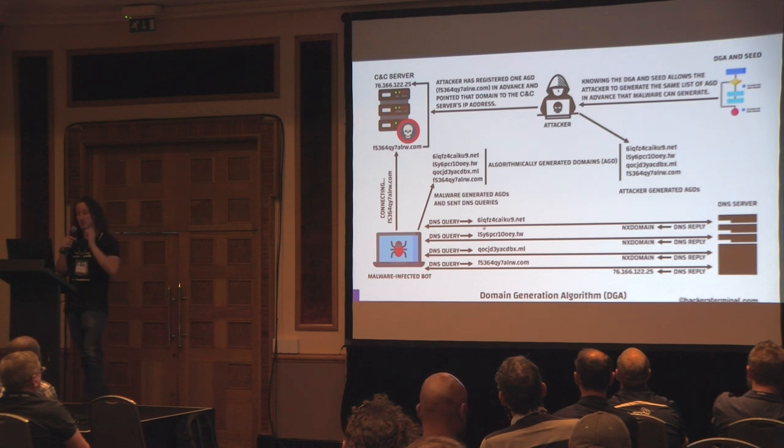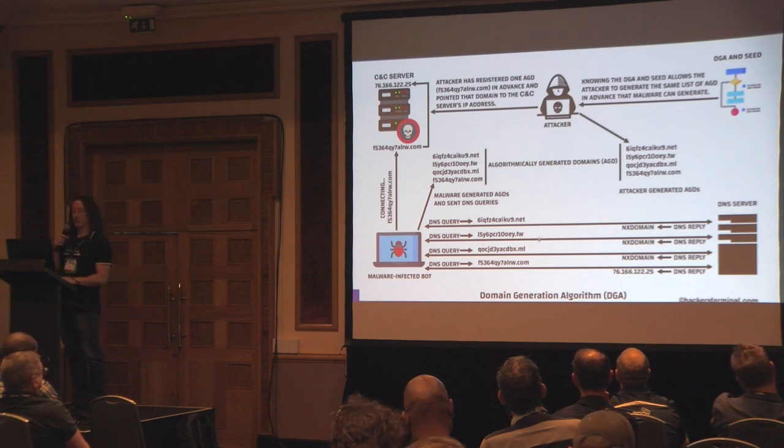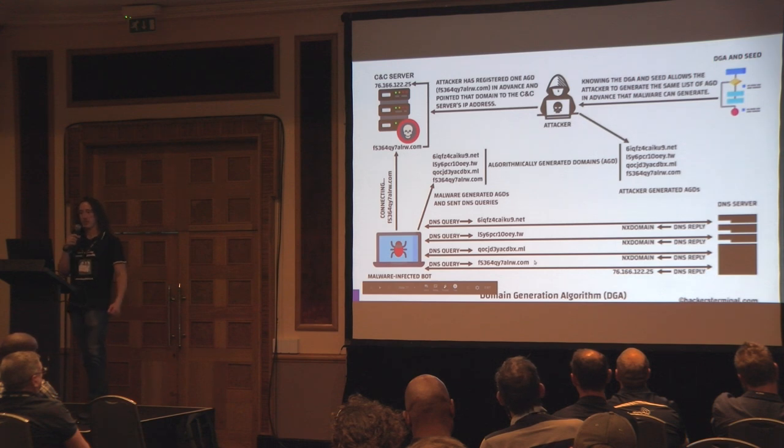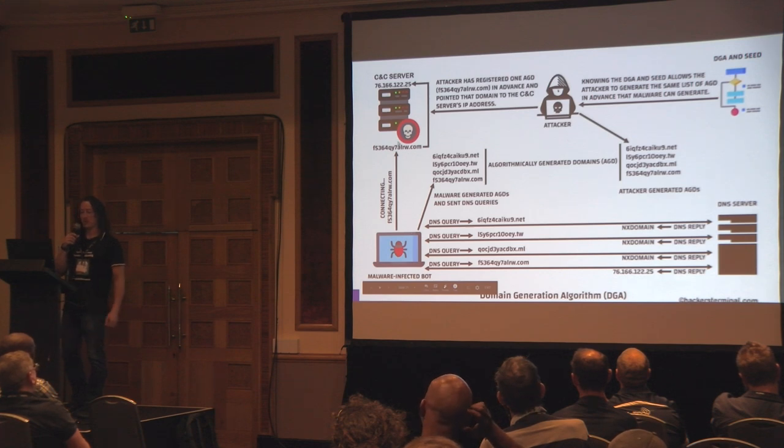You can see the form of this. There's many different forms of this malware. It's more than seven digits. I'm not going to try and count them. Seven letters and digits, .net. And the DNS server responds, nah, nothing. Tries the next one, nothing. Next one, nothing. And then by the fourth try, you can see F536 and the rest, the DNS server comes back and says, command and control is 76.1.166.122.25, and this infected host can then talk back to command and control.